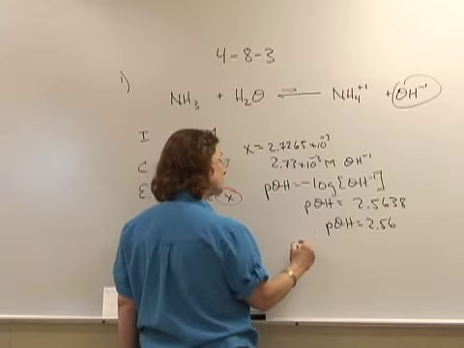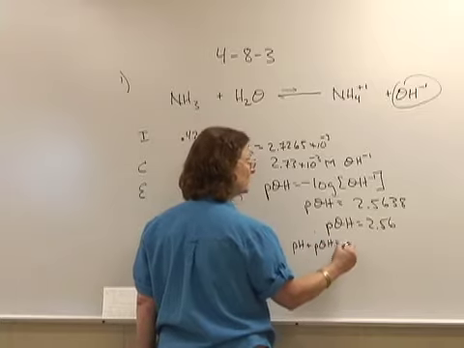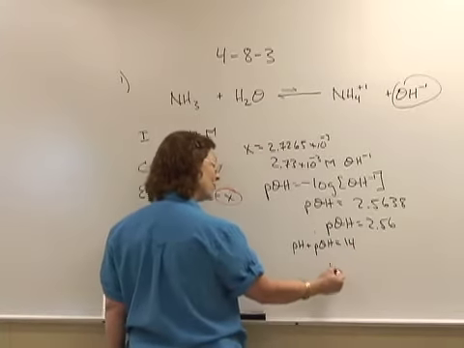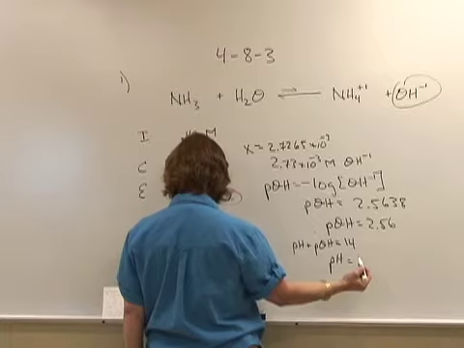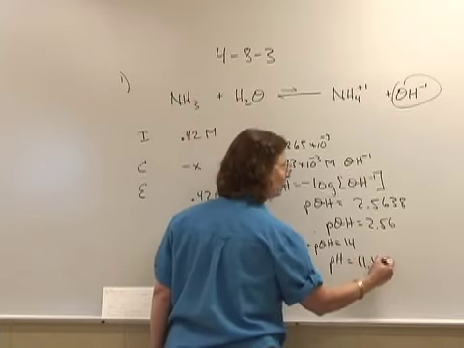The pH plus the pOH is equal to 14. And therefore, my pH is equal to 11.44.